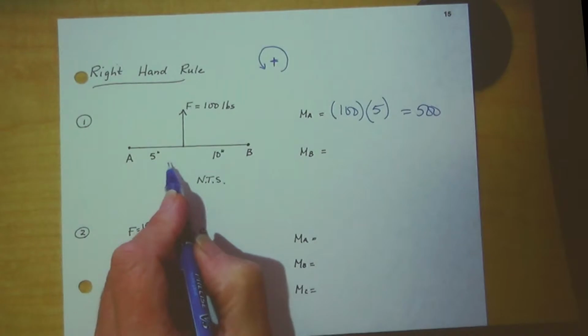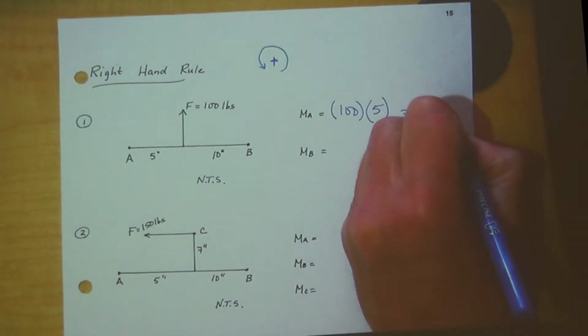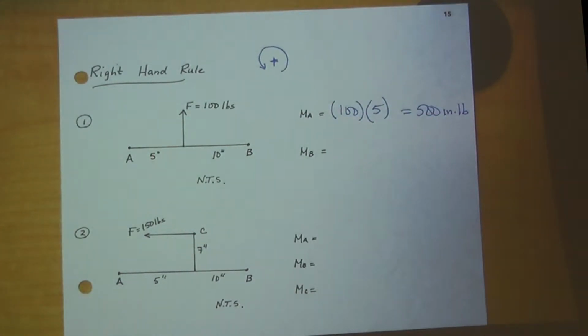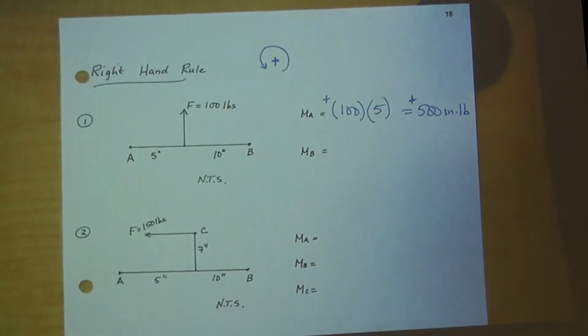And the units are, is it inch pound or pound inch? Inch pound. Because in the English system, we put the distance first. And now we have our magnitude, but we didn't do our direction. So fingers go in the direction of the force, palm goes towards A. What do I get, a positive or a negative? Positive. You don't have to write positive, but I'll write it.